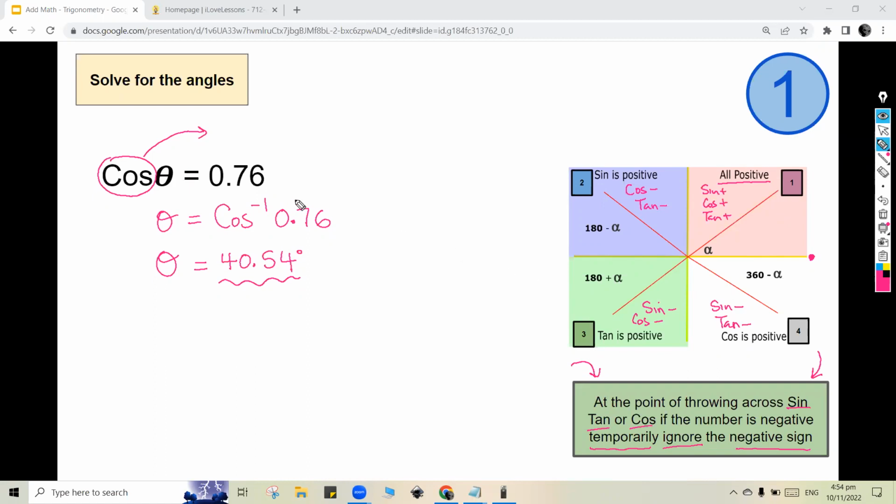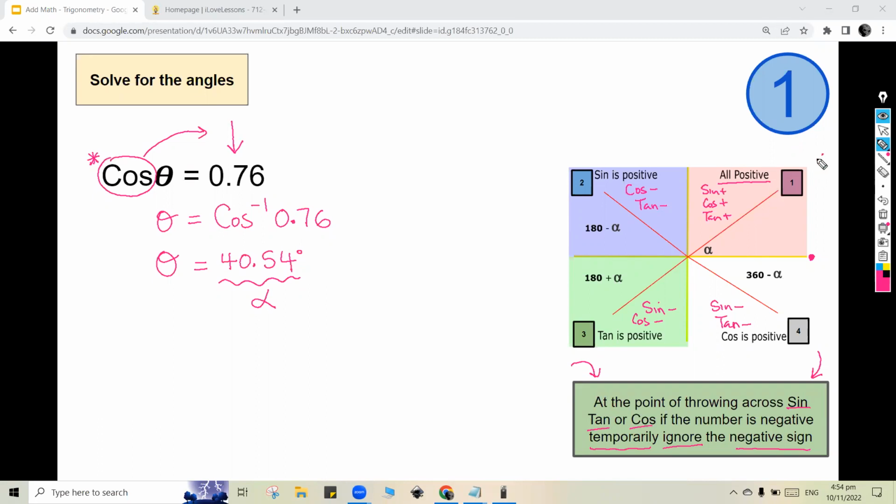So here's the thing now. You will see the letter alpha in all of the formulas, right? You'll see all of them have alpha. Alpha is the first answer you get when you throw across the sine, tan, or cosine. So this over here, the first answer is alpha. Who can tell me in which quadrants is cosine positive? Because this is a positive type of question involving who? Cosine. Which two quadrants, and it will always have two quadrants, which two quadrants is cosine positive?